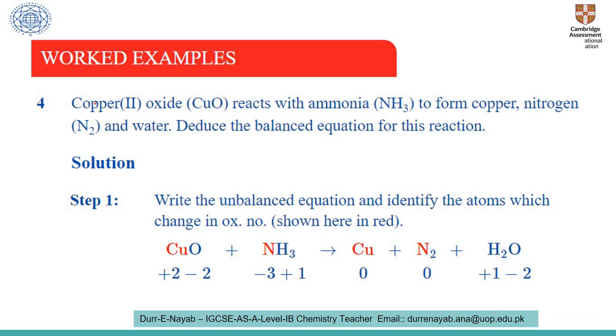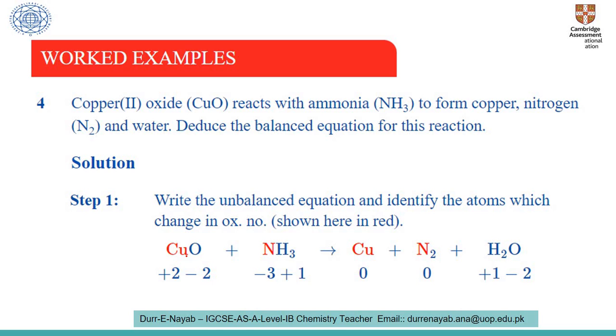Okay, now the very first example they have given us is that of copper oxide. We have taken a copper oxide, and this copper oxide reacts with ammonia to give you metallic copper, and nitrogen gas is released with the water molecule. Now you can see over here what we have to do. This is an unbalanced chemical equation.